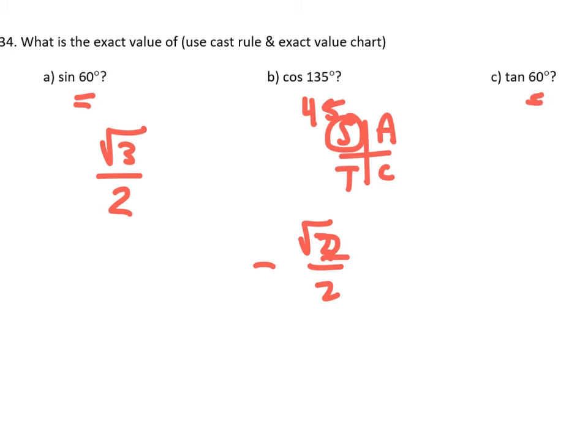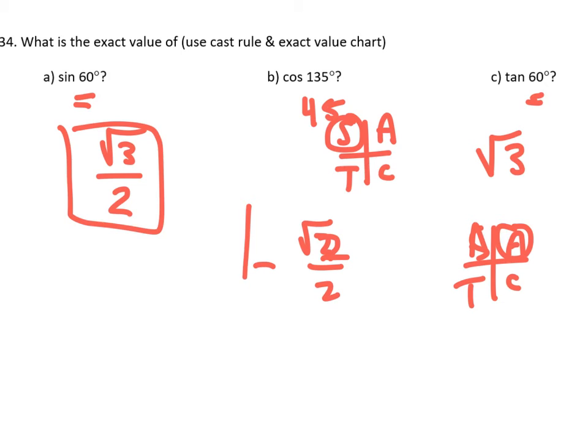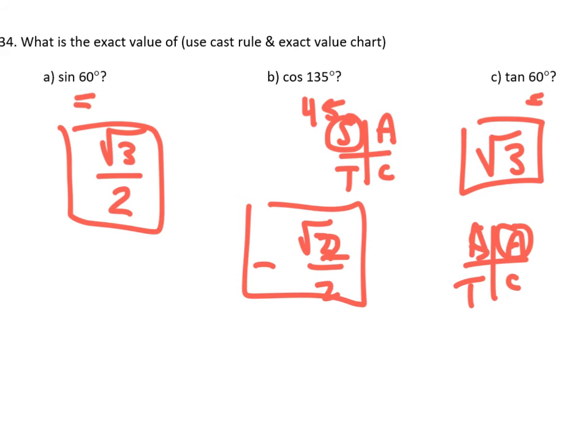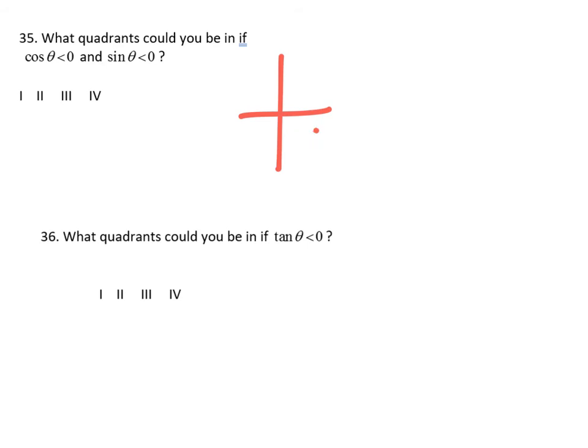Here, 60 degrees is a reference angle, so we're just looking for the tangent of 60, which is root 3, and it will be positive because we are in quadrant 1, where all things are positive. So this answer, and this answer. This is also a nice flashback to the CAST rule.